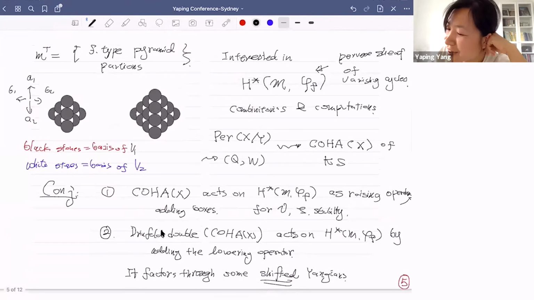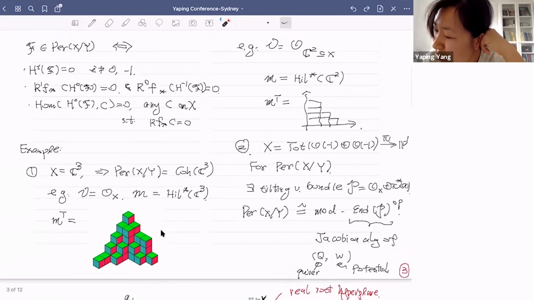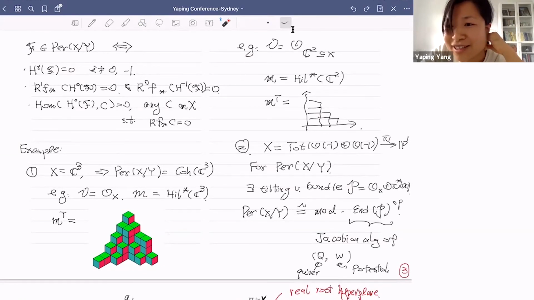So the combinatorics, in this example, I have all the 3D partitions, and the COHA will see the combinatorics, like how you're adding boxes, how you're removing boxes. Also the character for this moduli space, in this example, is the MacMahon function. This thing is like a vector space whose Euler characteristic, whose character, gives you the MacMahon function.